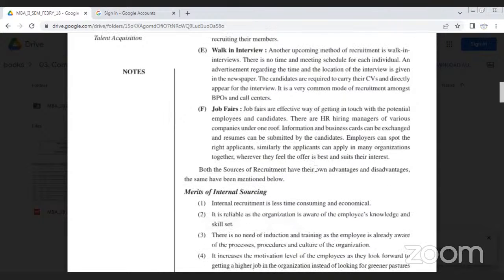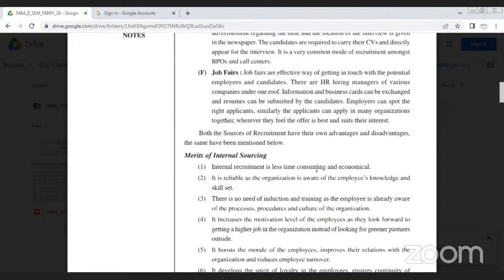Next is job fairs. Job fairs are an effective way of getting in touch with potential employees and candidates. There are HR hiring managers of various companies under one roof. Information and business cards can be exchanged and resumes can be submitted by the candidates. Employers can spot the right applicant. Similarly, the applicant can apply to many organizations together, wherever they feel the offer is best and suits their interest.